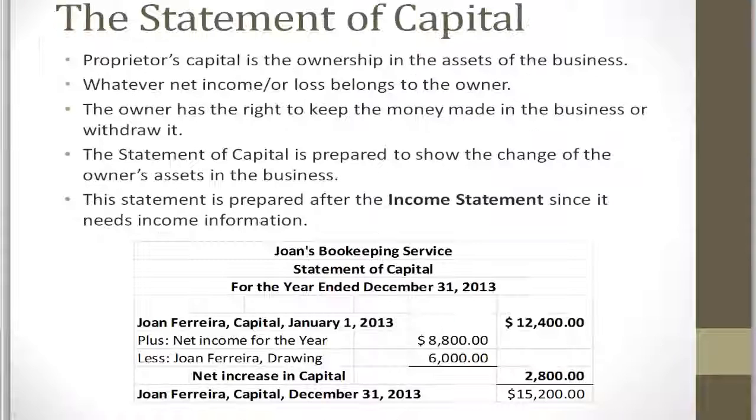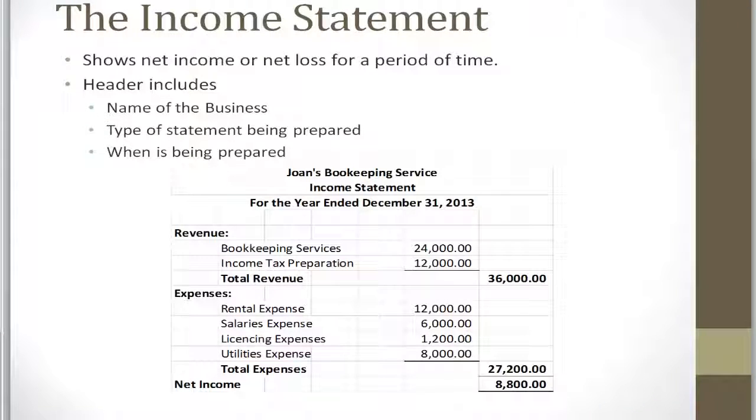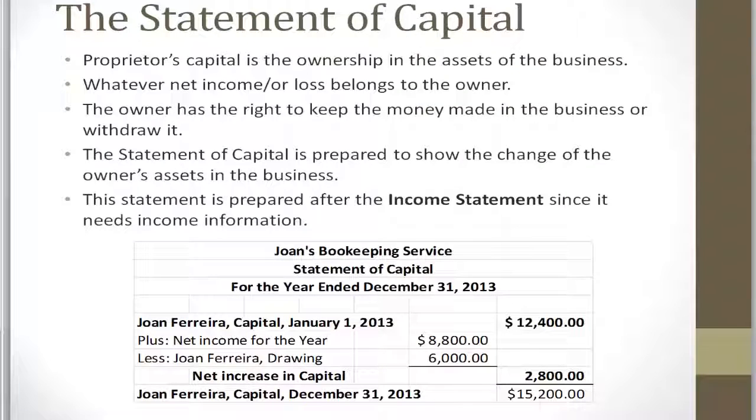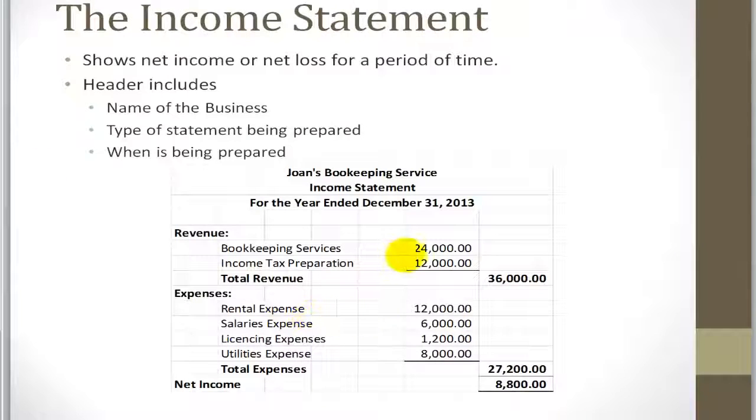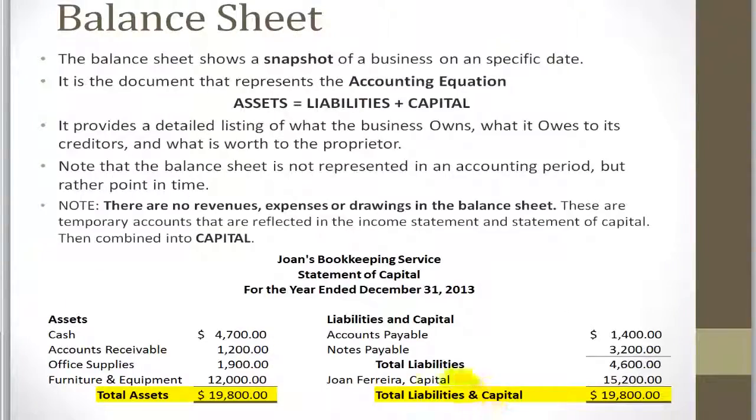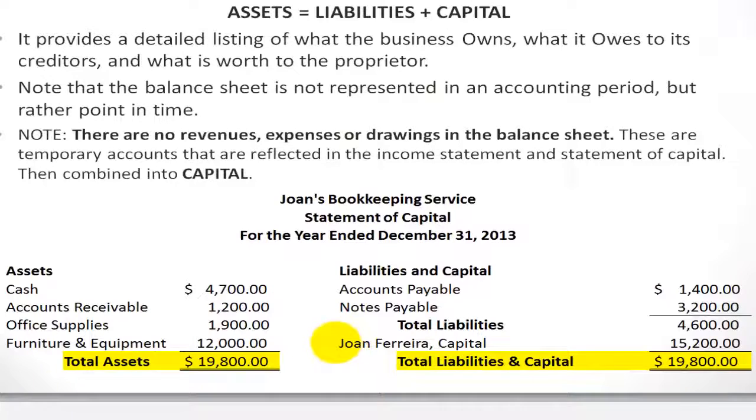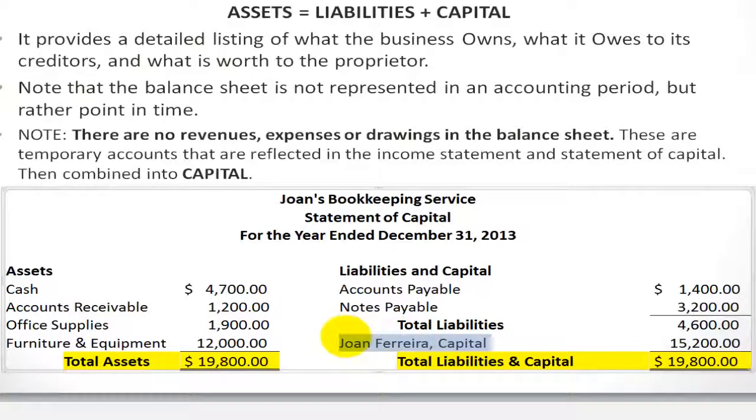In the previous slides, we condensed that information to show only one change. In the statement of capital, we have the drawings. In the income statement, we have expenses and revenues. In the balance sheet, the only thing we have is the current balance of the capital account for this period, which was affected by the revenues, expenses, and drawings that happened previously to that day.